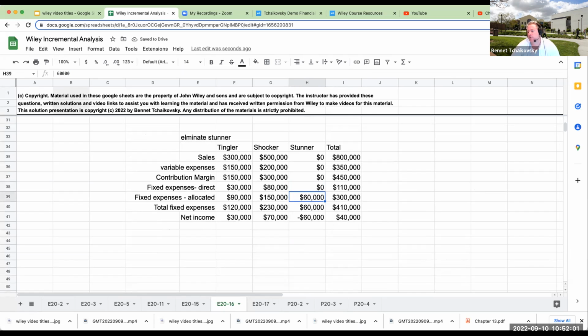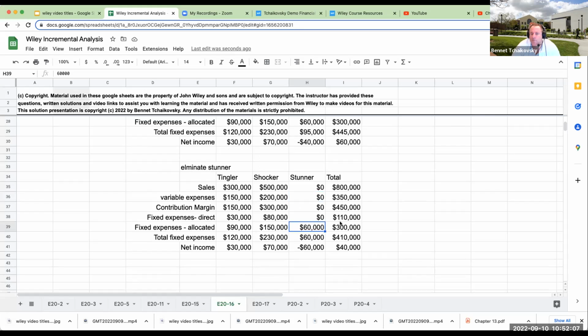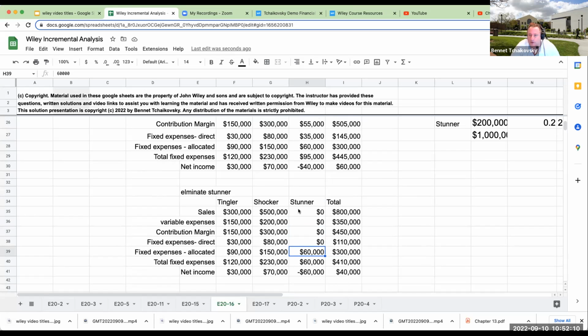Now I can tell you just by looking at this, and we're not done yet because we have to take the 60,000 and allocate it over here. But right away, if we eliminate Stunner, we're going to be losing more money. And why is that? It's because you're now having to take these allocated fixed expenses and allocate them to the Tingler and Shocker departments. Note over here too, when you eliminate a division, sales are going to be gone and variable expenses are going to be gone because those are technically varying with production.